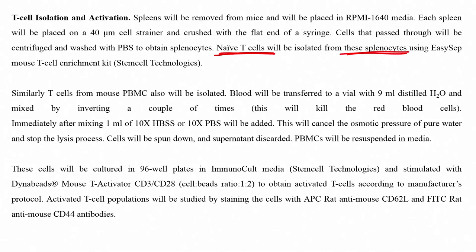So from the spleen we have seen how we can extract T cells. We can also extract T cells from mouse PBMC. In that case, blood will be transferred to a vial with 9 ml distilled H2O and mixed by inverting a couple of times. This will kill the red blood cells. Immediately after mixing, 1 ml of 10x HBSS or 10x PBS will be added. This will cancel the osmotic pressure of pure water and stop the lysis process. Cells will be spun down and the supernatant discarded. PBMCs will be resuspended in the media.